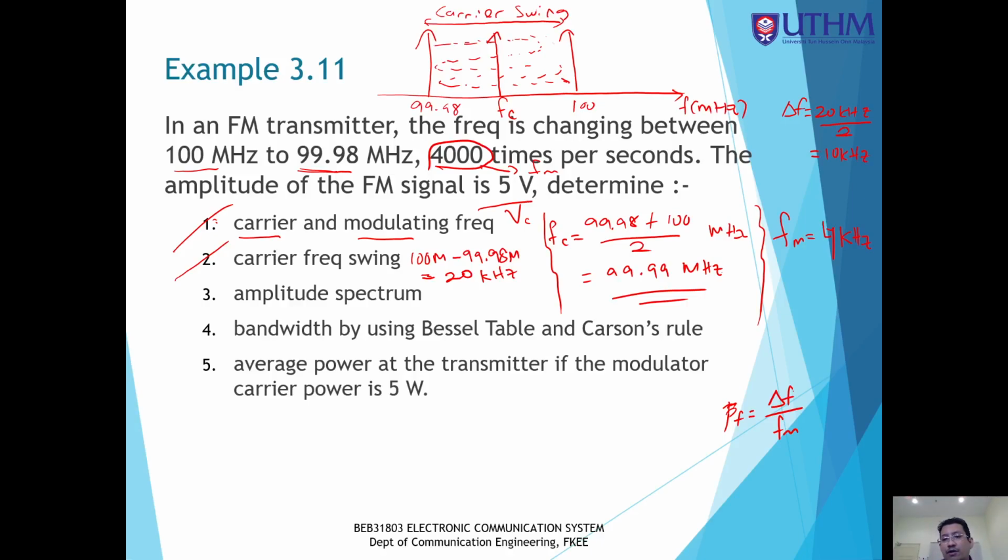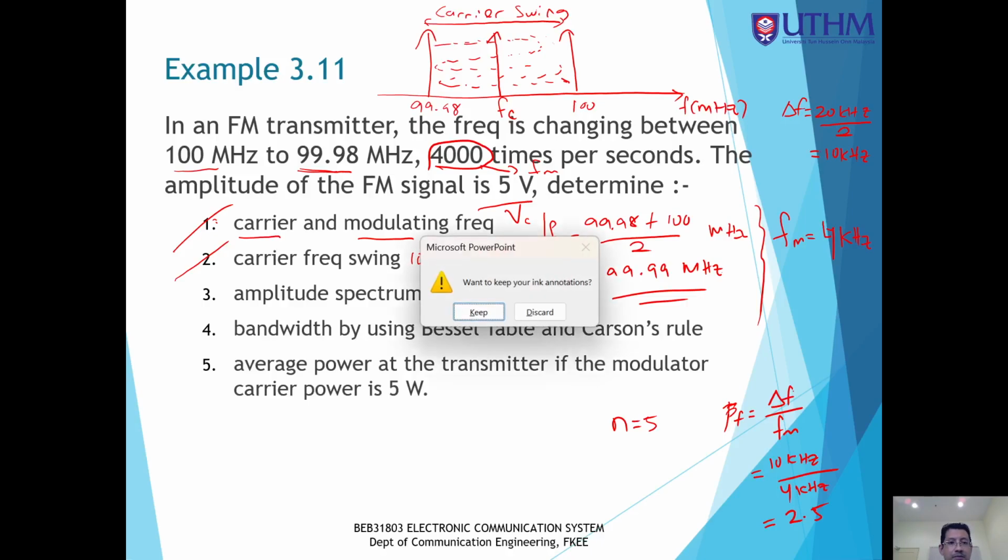10 kilohertz of frequency deviation. So this is 10 kilohertz divided by 4 kilohertz, which is about 2.5. For 2.5 in the Bessel table, you will get the number of significant sidebands equal to 5. So I need to add more slides.